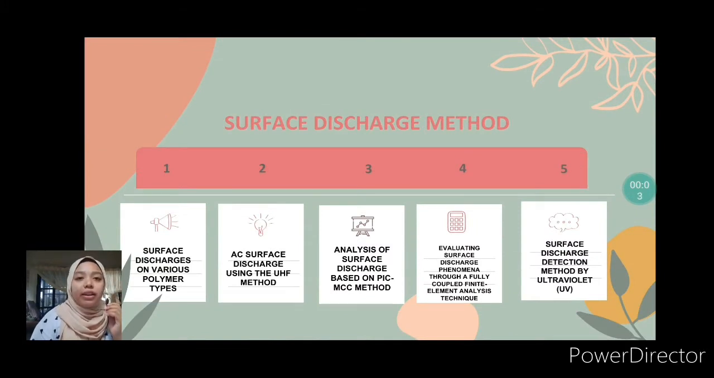There are 5 surface discharge methods. First, surface discharge on various polymer types. Second, AC surface discharge using the UHF method. Third, analysis of surface discharge based on PIC-MCC method. Fourth, evaluating surface discharge phenomena through a fully coupled finite element analysis technique. Fifth, surface discharge detection method by ultraviolet UV.